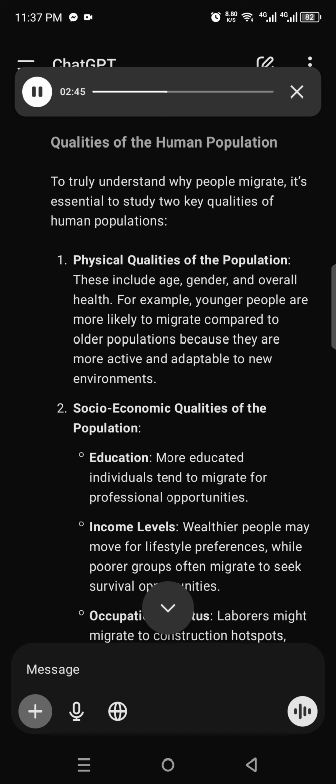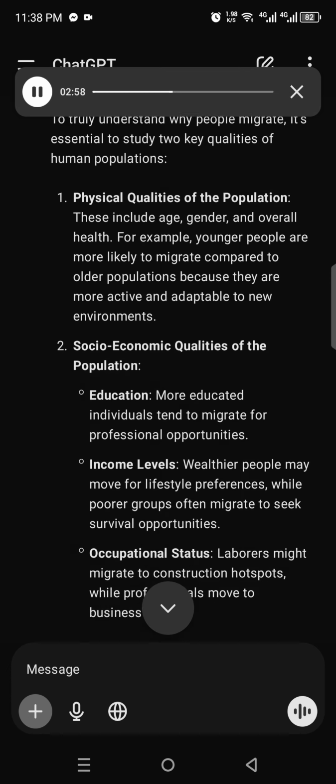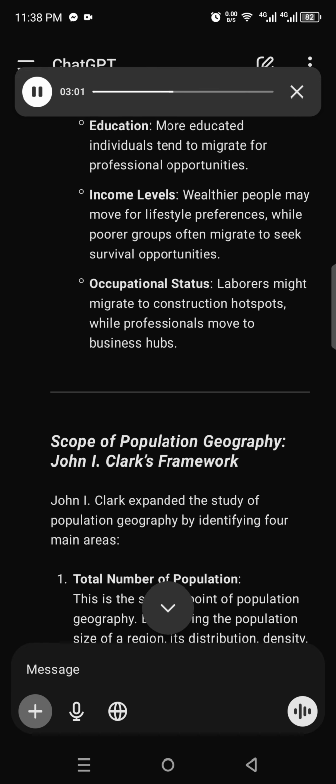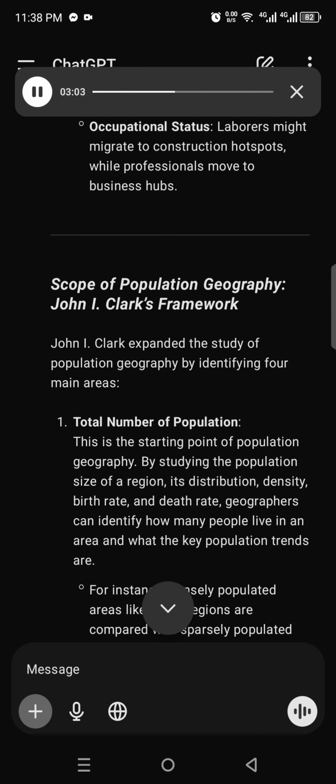Education: more educated individuals tend to migrate for professional opportunities. Income levels: wealthier people may move for lifestyle preferences, while poorer groups often migrate to seek survival opportunities. Occupational status: laborers might migrate to construction hotspots, while professionals move to business hubs.